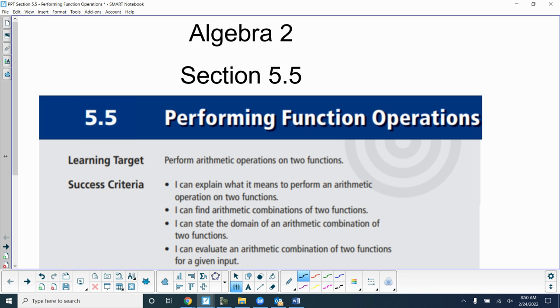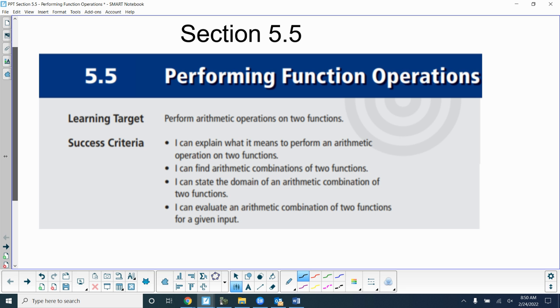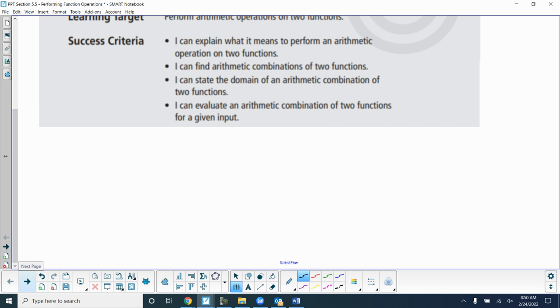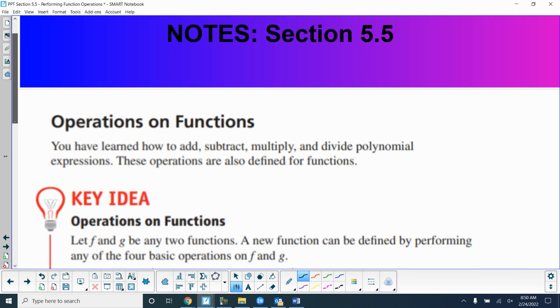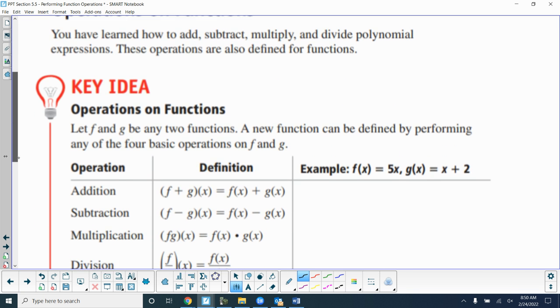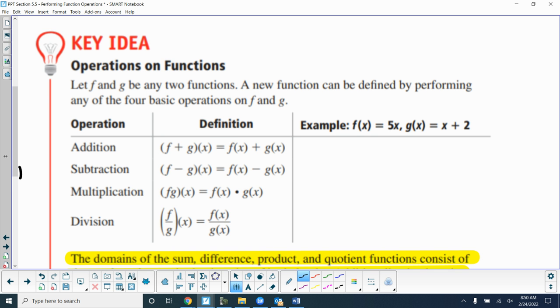today we're doing function operations, all right? So we're gonna add, subtract, multiply, and divide functions. So basically it's just combining like terms. Okay, but it's just function notation. It's pretty easy. Okay? So the operations are add, subtract, multiply, and divide.